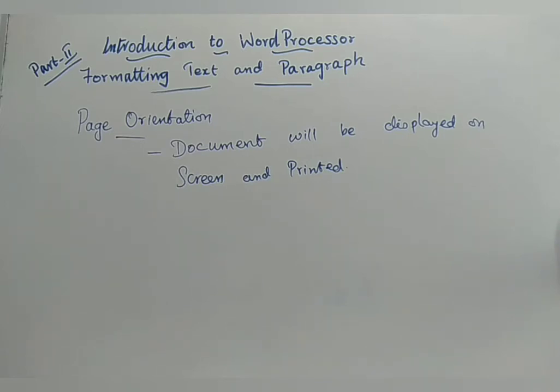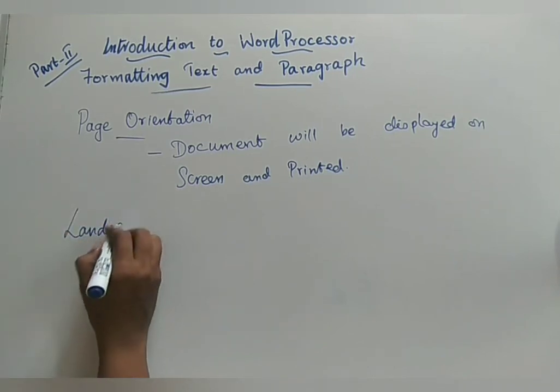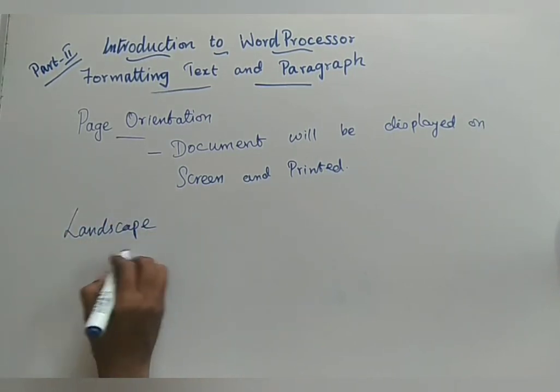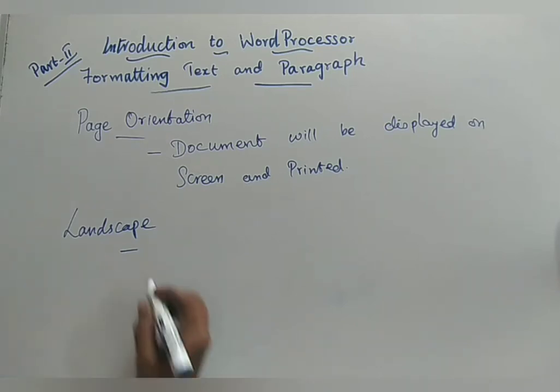So here you have two different types of orientation. How many types do you have? You have two different types. The first one is your landscape. What do you mean by landscape? The width of the document will be more than the height.